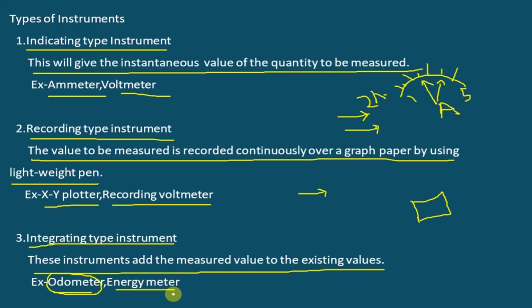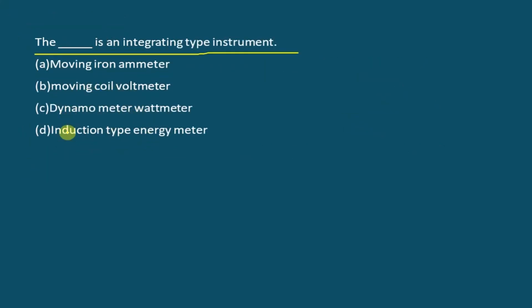It's showing the power consumption for your house. Okay, so let's go back to the question. Here you can clearly see this is asking about an integrating type of instrument. Moving iron ammeter is an indicating type, moving coil voltmeter is also an indicating type, dynamometer wattmeter is also an indicating type. Only the induction type energy meter is an integrating type of instrument. Okay, so I hope you understood this question. Let's go to the next question.